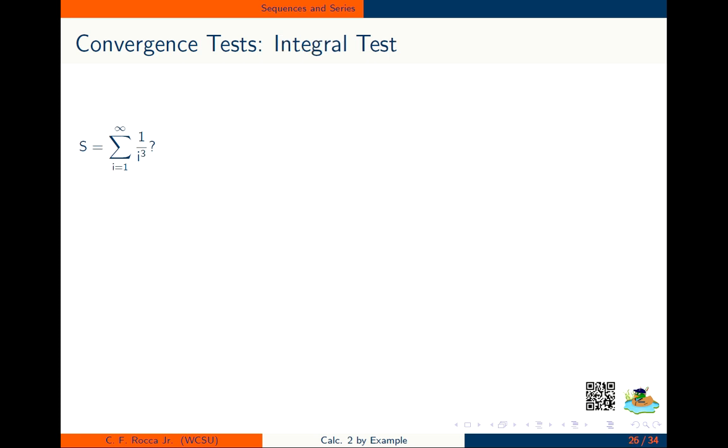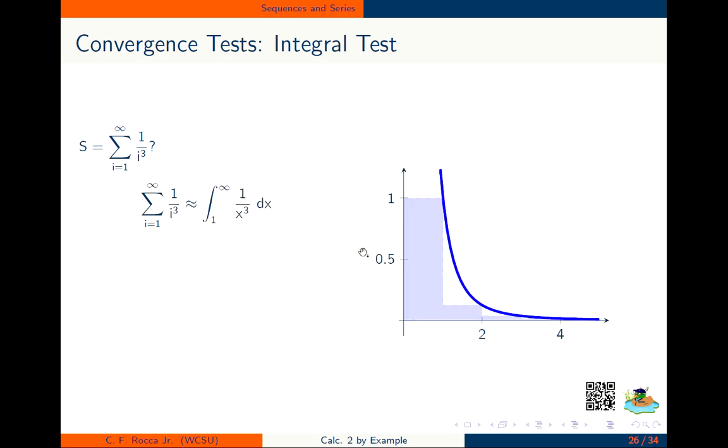Okay, for our last test, we're going to do the integral test. So here's a series. It's not a particularly complicated series. It's the summation i equals 1 to infinity of 1 over i cubed. And this integral test means we're going to compare this series to an integral. So in particular, I'm going to compare the summation of 1 over i cubed to the integral of 1 over x cubed.